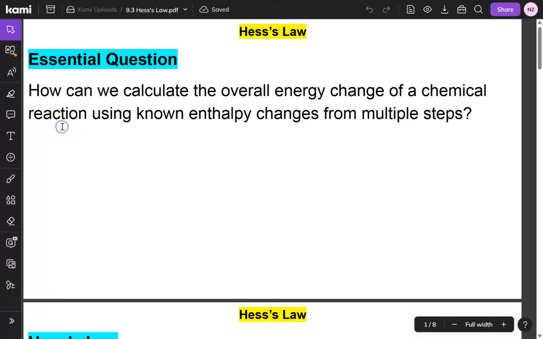In this video, we're going to go through Hess's Law. The essential question that we're going to answer is how can we calculate the overall energy change of a chemical reaction using known enthalpy values from multiple steps.